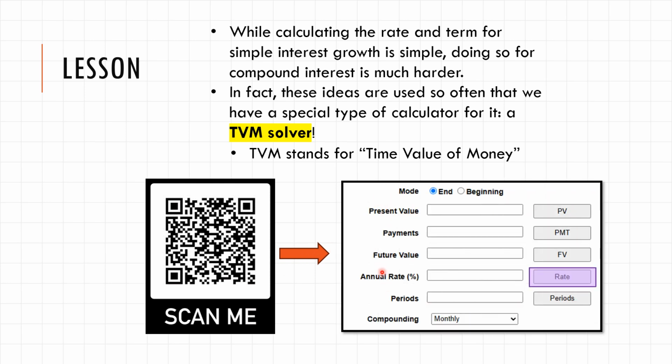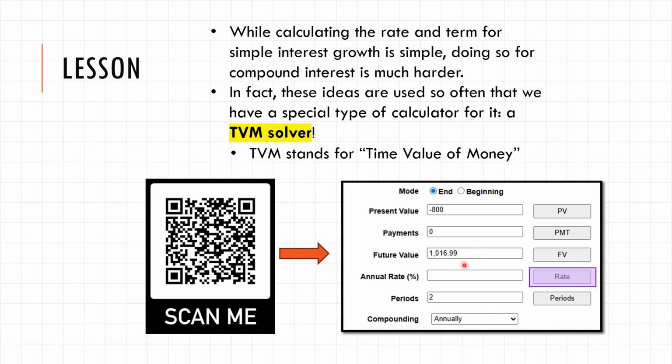This is what a TVM solver looks like. It's got all of these fields to input, and there are therefore lots of variables involved here. I'm going to input the following numbers. For present value, in the previous example, we saw that the amount that Omid had at the start was $800. You don't need to worry about payments for now because Omid did not make any further contributions or payments into this situation, so we can leave that as 0.